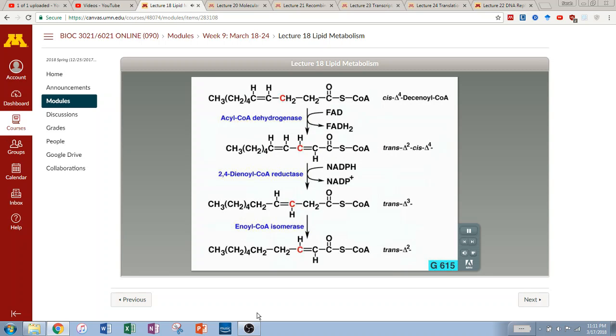Another complication arises in the oxidation of linoleic acid, a C18 fatty acid which has 2 double bonds. The first double bond occurs between carbons 9 and 10 and is treated to the same isomerization sequence as shown on the previous slide. At the second double bond, a cis delta 4 enoyl-CoA is the substrate. The conversion of the cis delta 4 into the trans delta 2 bond takes 3 reactions. 2 reactions convert the cis delta 4 double bond to a trans delta 3. Then an enoyl-CoA isomerase converts the trans delta 3 double bond to a trans delta 2. And with that, we will leave fatty acid oxidation, and happy to do it.